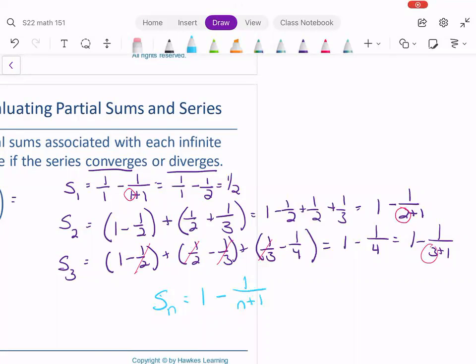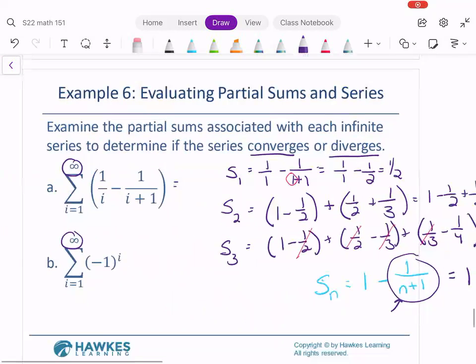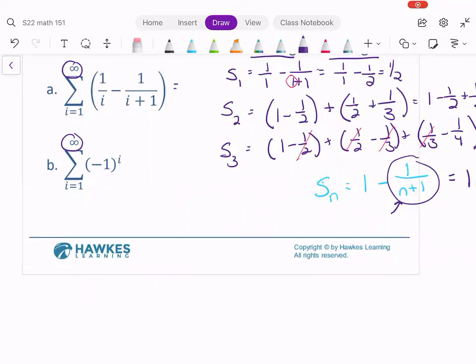Well, as this term gets bigger and bigger, as we get closer to infinity, this term is going to go towards 0. And so we can see that the partial sums are going to approach 1. And therefore, we say that the infinite series converges. It's an infinite series, but it moves towards a single value. If we look at this one, the pattern will most likely be visible a little quicker.